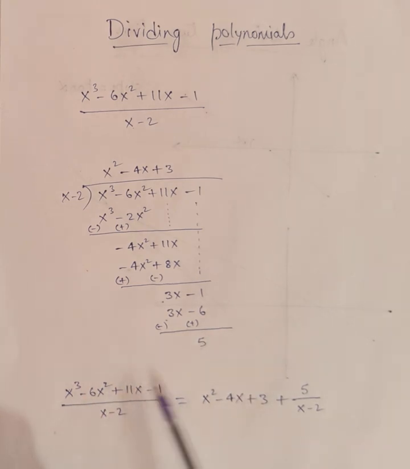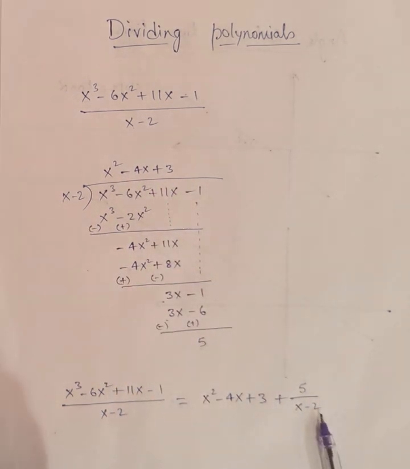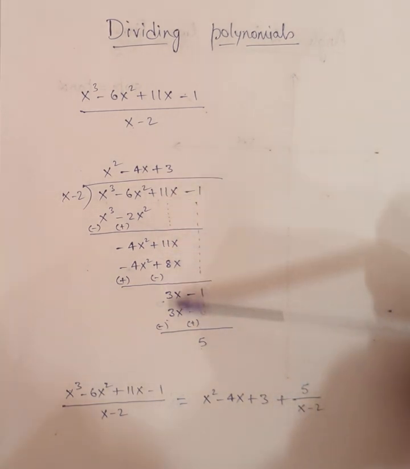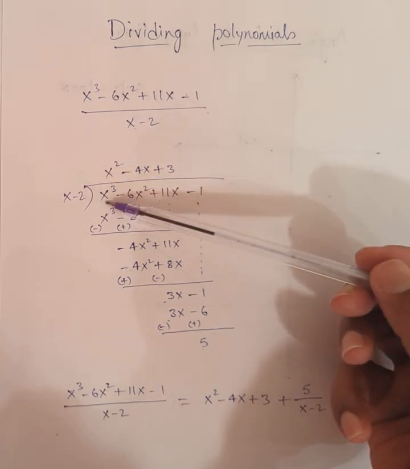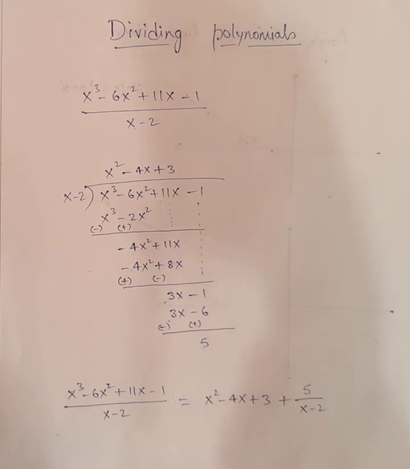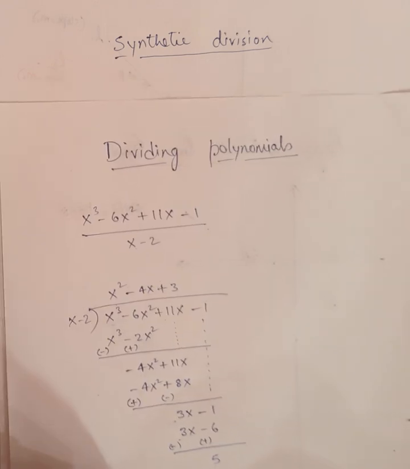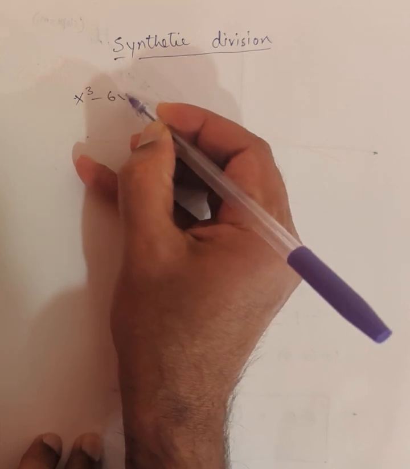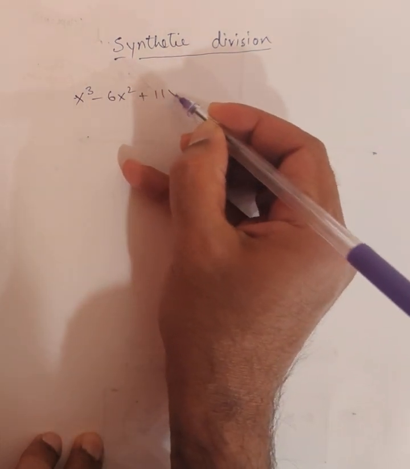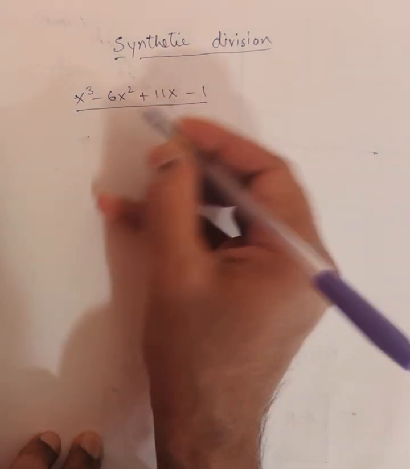Then you can write down your answer as the quotient plus the remainder over the divisor, just like you would when carrying out long division of numbers. For synthetic division, it's much less work. You don't use any of the letters, so no variables are involved and no subtractions. It's all additions. So let's do this same problem using synthetic division. Let me copy the problem: x cubed minus 6x squared plus 11x minus 1 divided by x minus 2.